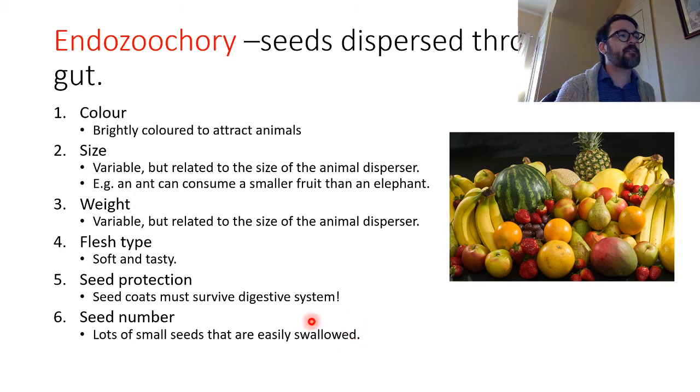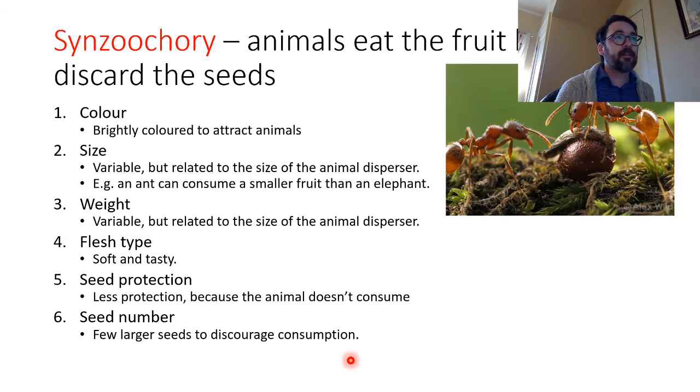And then you need lots and lots of small seeds that can be easily swallowed, right? So there's a reason why I don't pick seeds out of eggplants, because they're so small that I don't care. But there's another reason why I do take the seed out of an avocado, because it's enormous.